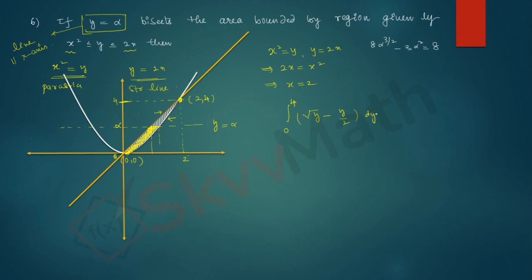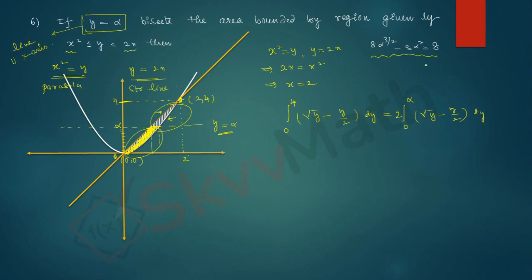This is the total area, but this area is double of this area. How to write that area? Using the integration from 0 to alpha, again right curve minus left curve, the same thing: root y minus y by 2 dy. Double of this is the total area, because these two areas are equal. This area and this area are equal because y equals alpha bisects the region. Now you just have to simplify this to get the answer.